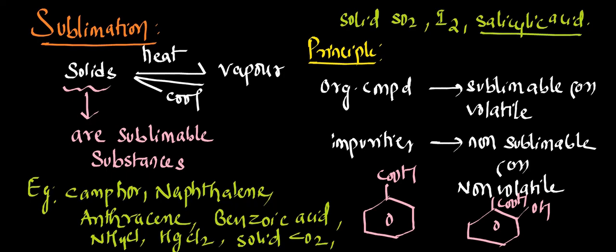So when we take a mixture and start heating the mixture, what happens? The organic compound, which is sublimable in nature, turns into vapor form. We collect the vapors and later cool the vapors, and then we get the solidified form. First we have to sublime it. So it undergoes the sublimation process and it will be collected separately. And what about the impurities? They just stay back because they are non-volatile.